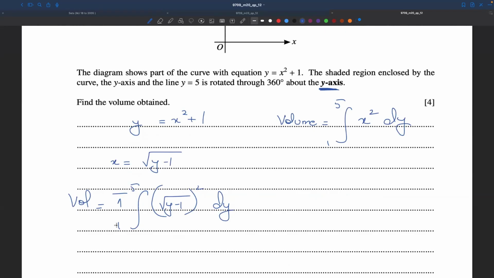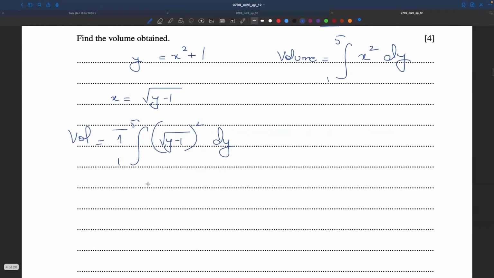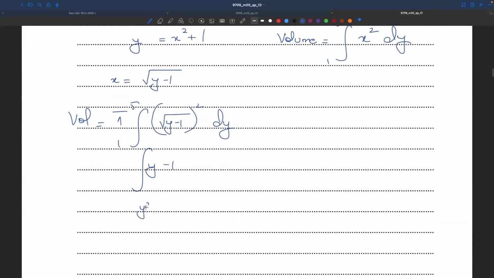Whenever you have limits, you never add plus c. Now, when I integrate this, I will get y minus 1. Integrating y becomes y square upon 2, and integrating 1 becomes y. Now I will put in the limits.